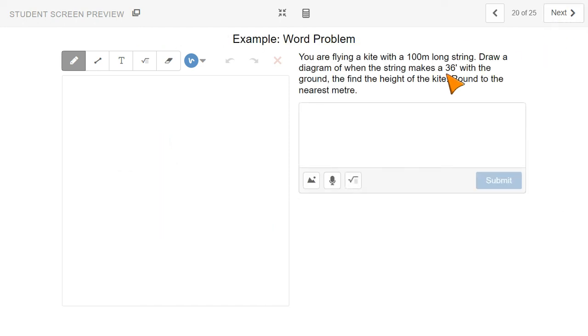And now I'm going to do a word problem. You're flying a kite with a 100-meter long string. Draw a diagram when the string makes a 36-degree angle with the ground. Find the height of the kite. Round it to the nearest meter. Now let's draw this.